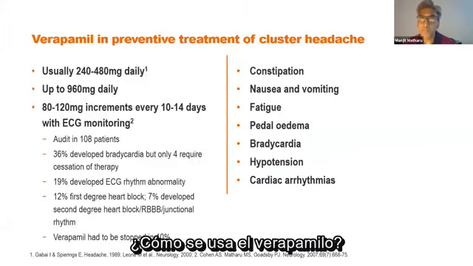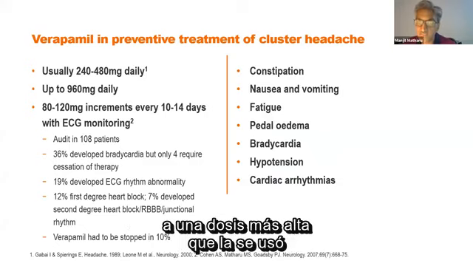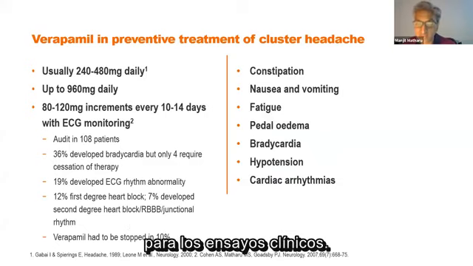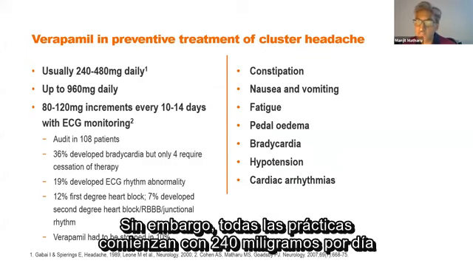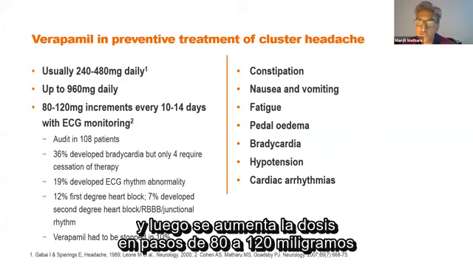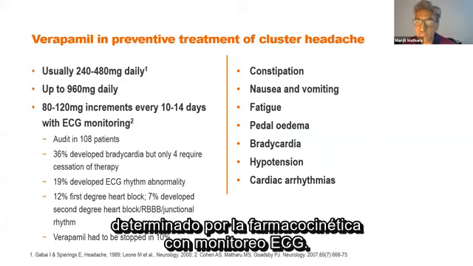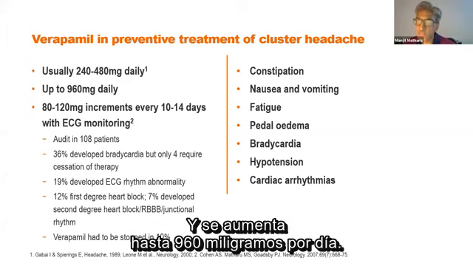How do you use verapamil? So one of the caveats is that you can often use it at a higher dose than was tried out in the clinical trials. Our own practice is to start at 240 milligrams daily and then increase the dose in steps of 80 to 120 milligrams every 10 to 14 days, determined by the pharmacokinetics with ECG monitoring. And we go up to as much as 960 milligrams daily.